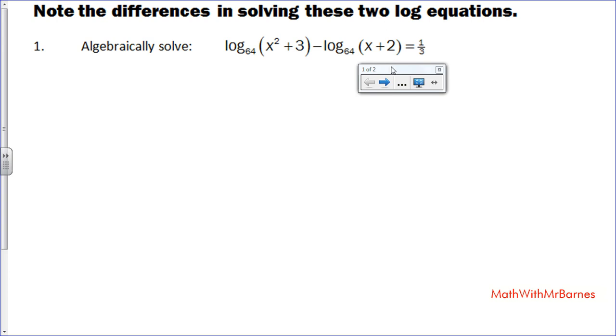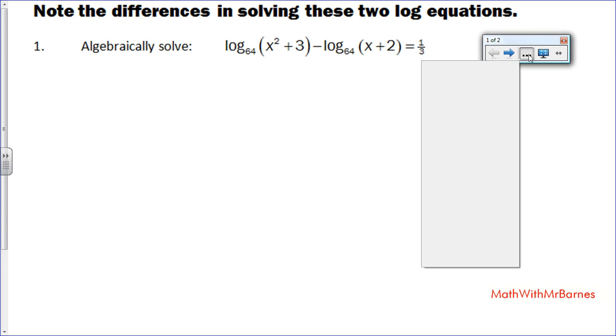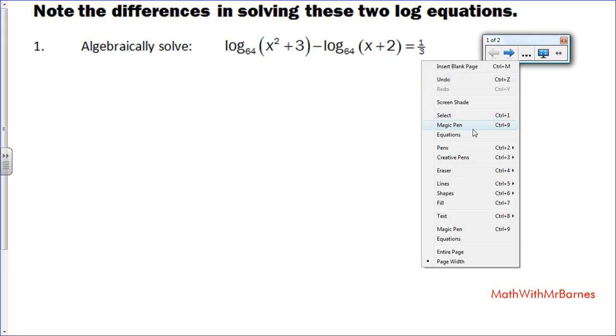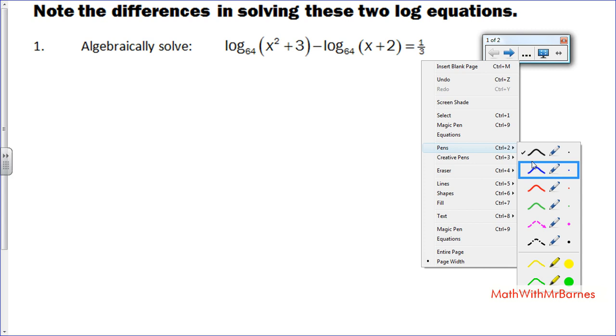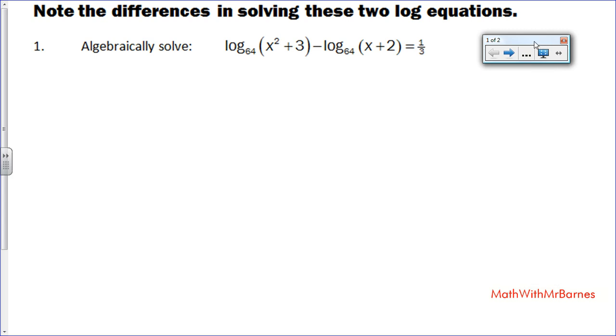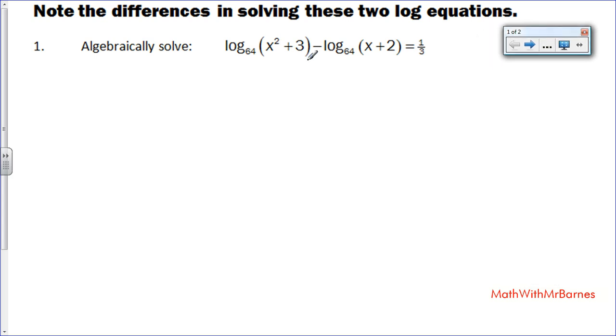In this video I'm going to take you through solving two different types of log equations, and I really want you guys to focus in on why these are different. If you look at this equation right here, I have a log minus another log equal to a number. What makes this one different is that you have a number out here all by itself. So first of all, we have to use our rules of logs to simplify this.